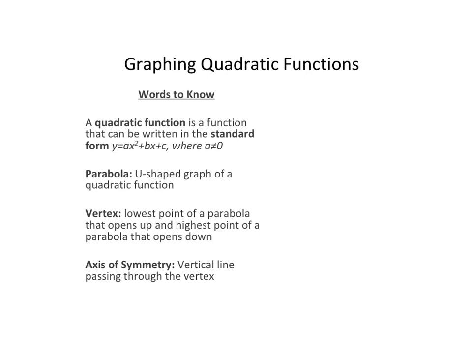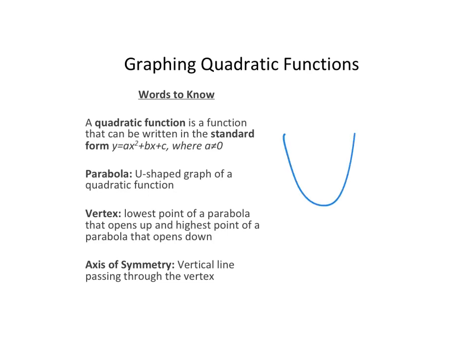First of all, a quadratic function is a function that can be written in the form y equals ax squared plus bx plus c. This is also called standard form, where a is not equal to 0. When I say a is not equal to 0, it basically means that I need an x squared somewhere in my function. A parabola is the u-shaped graph of a quadratic function.